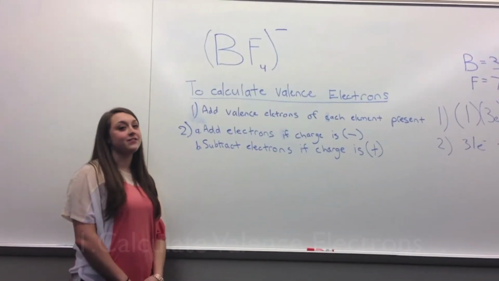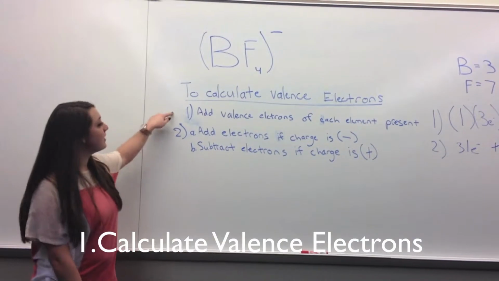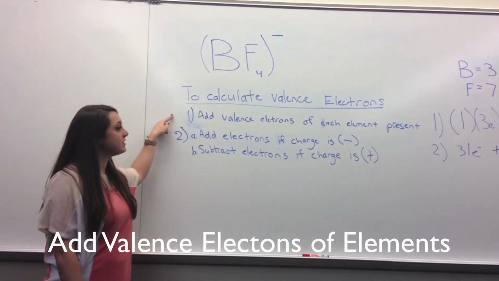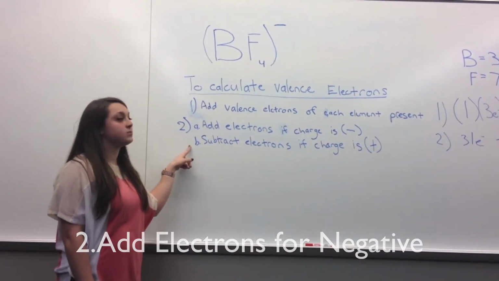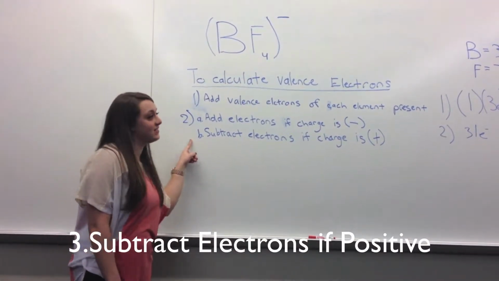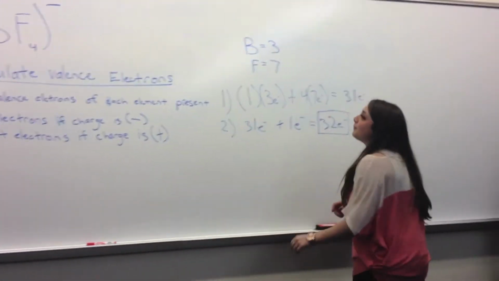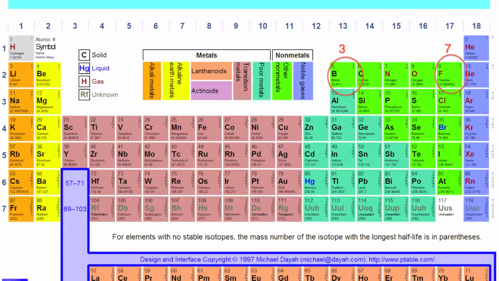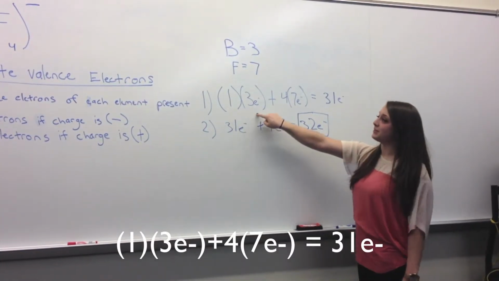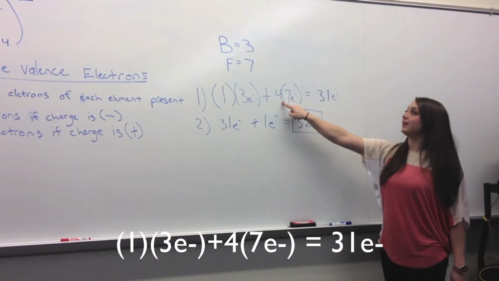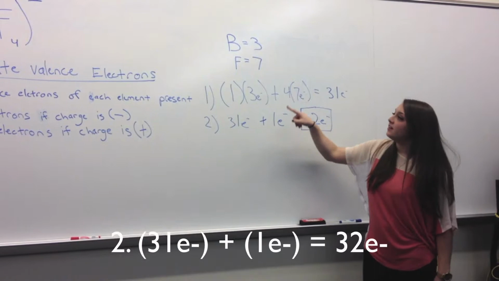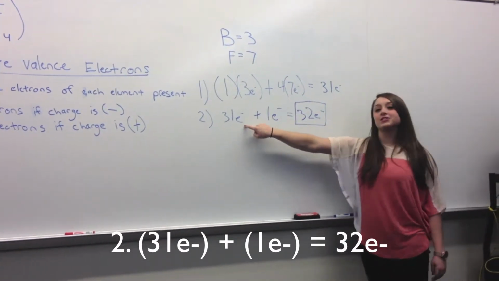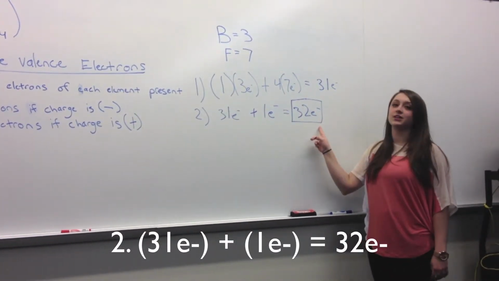Okay, so now we're going to calculate the valence electrons. First, you add the valence electrons of each element present. Second, you add electrons if the charge is negative, or subtract electrons if the charge is positive. So, boron has 3 valence electrons, fluorine has 7. So, 1 boron times 3 electrons plus 4 fluorine times 7 electrons equals 31 electrons. Then you have to add the negative charge. So you have 31 electrons plus 1 electron equals 32 electrons.